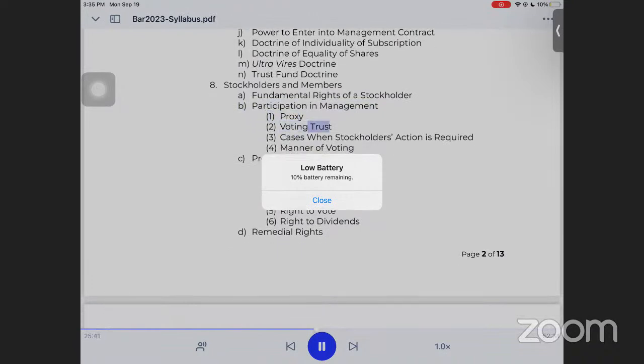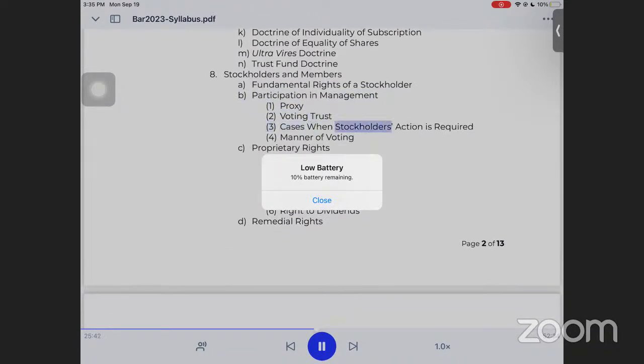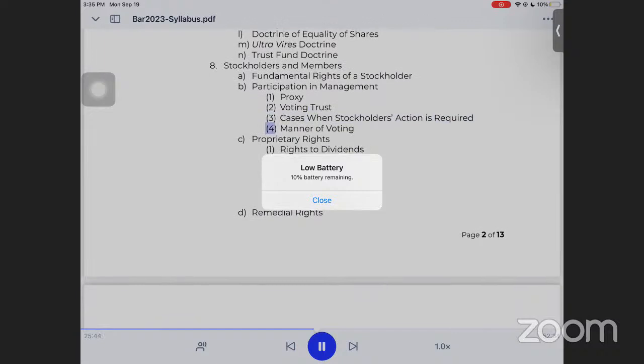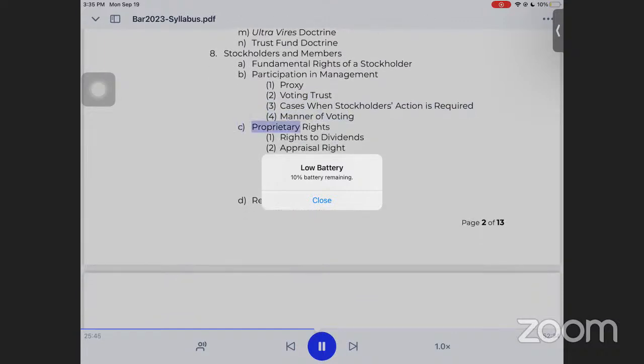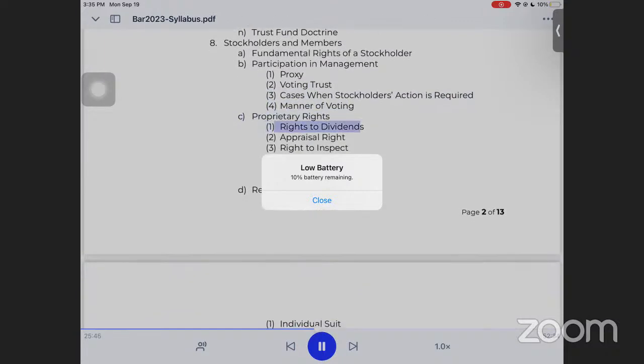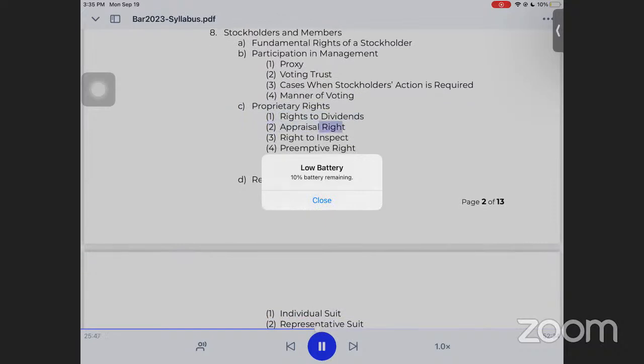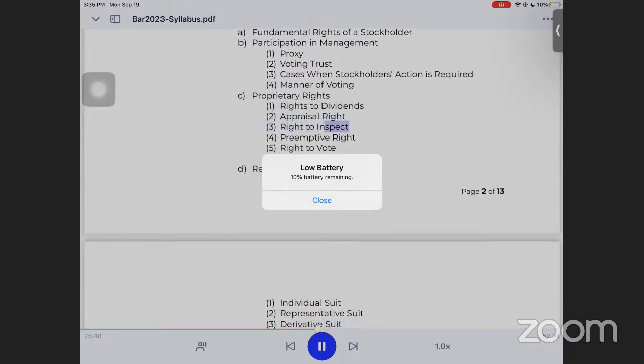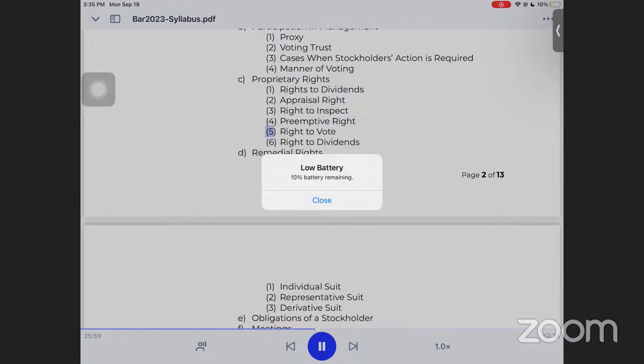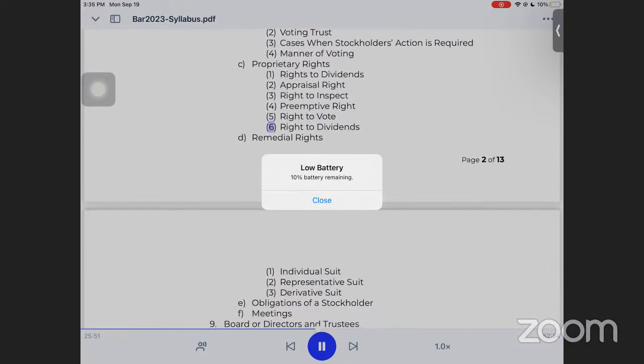2. Voting trust. 3. Cases when stockholders' action is required. 4. Manner of voting. C. Proprietary rights. 1. Rights to dividends. 2. Appraisal right. 3. Right to inspect. 4. Preemptive right. 5. Right to vote. 6. Right to dividends.